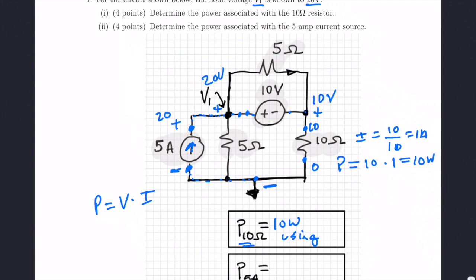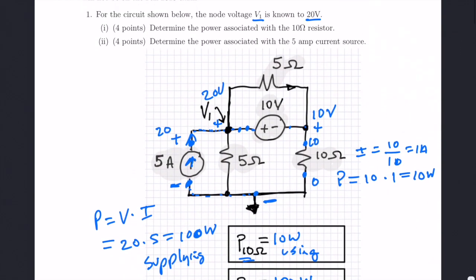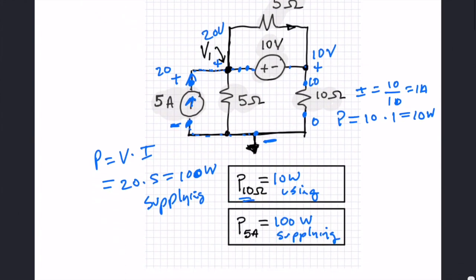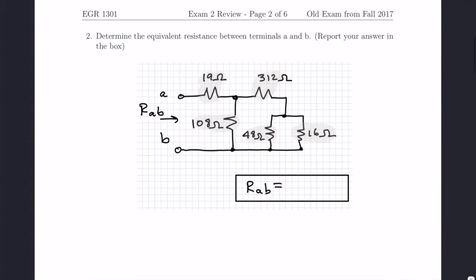What sign convention is this? The current's coming in the direction of a voltage rise. Okay, so it's the active sign convention. So this would be 20 times 5, which is 100 watts. And because it's the active sign convention, it's supplying power. So you see that problem, like I said, if you know the node voltages, it's pretty easy to solve the rest of the problem. Okay, moving on to problem number 2.